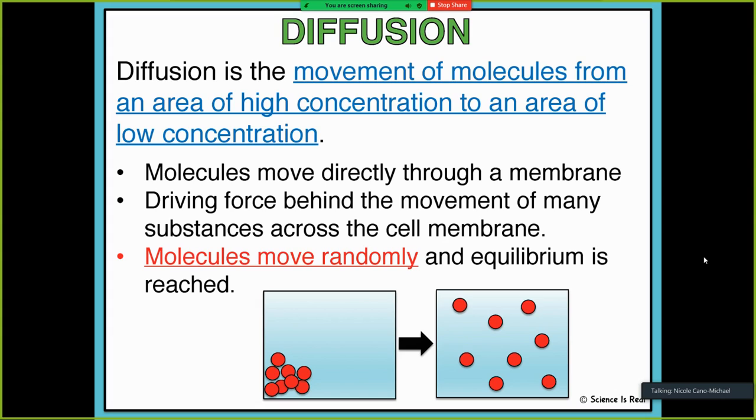And again, the driving force behind this is any movement of substances across the cell membrane. Molecules will just kind of randomly move in and out of the cell until equilibrium has been achieved. Again, equilibrium is all about the concentration outside and the concentration inside being the same. So again, diffusion, it is a form of passive transport. Does not require energy.